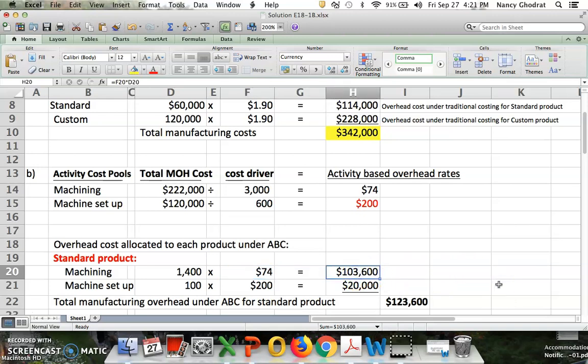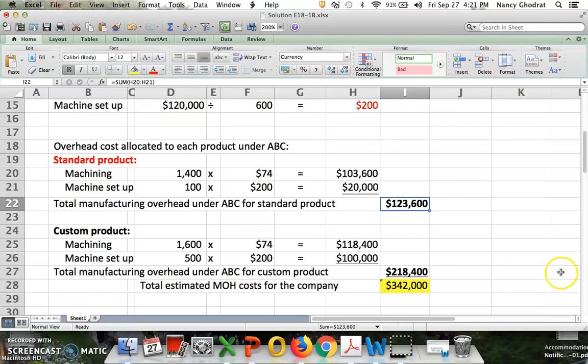The result is how much of the total overhead costs should go to each cost pool. And in total, out of the 342,000 total manufacturing overhead costs, 123,600 should be allocated to a standard product under the ABC method. Now, we're going to follow the same concept for the custom product, the custom handbags.